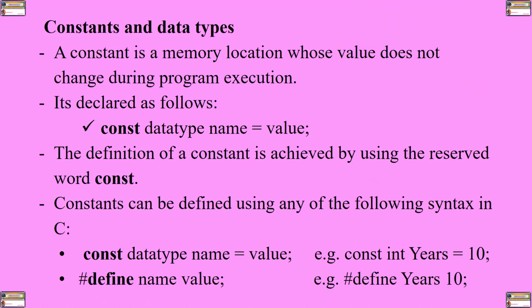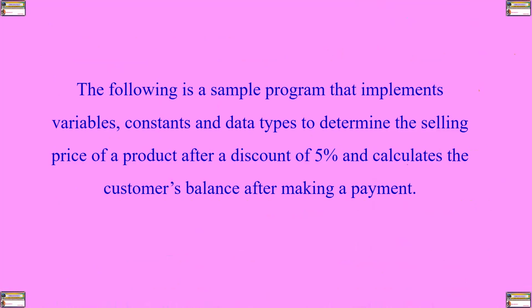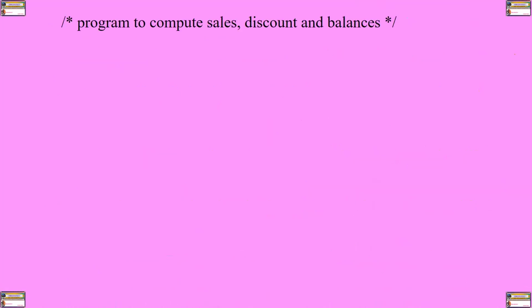It's simply you telling the compiler to set a memory location assigned called years, whose value is 10, and that value in the memory location does not change during program execution. So the following is a sample program that implements variables, constants, and data types to determine the selling price of a product after a discount of 5% and calculates the customer's balance after making payment.